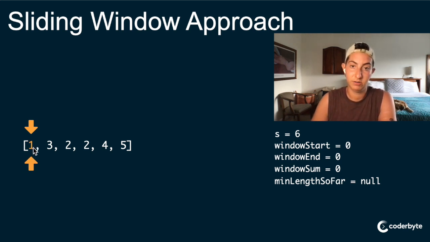So the first thing we do is we add whatever's in the window to the window sum. So in this case, we're going to add 1 to the window sum, which was 0. And now we have a window sum of 1.